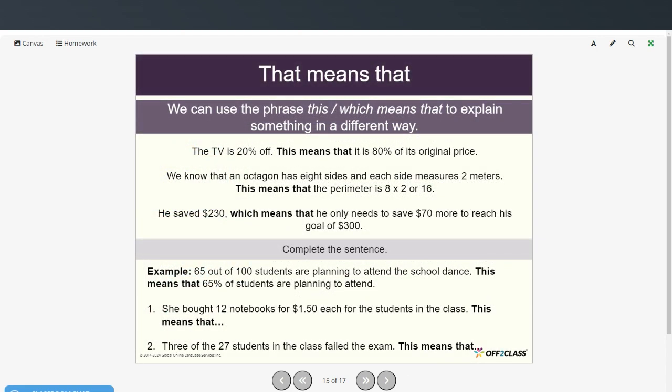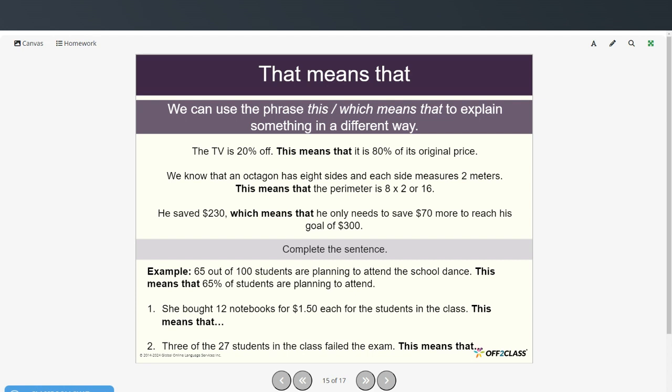All right, we can use the phrase "this means that" or "which means that" to explain something in a different way. So some examples. The TV is 20% off. This means that it is 80% of its original price. We know that an octagon has 8 sides and each side measures 2 meters. This means that the perimeter is 8 times 2 or 16. He saved $230, which means that he only needs to save 70 more to reach his goal of $300.